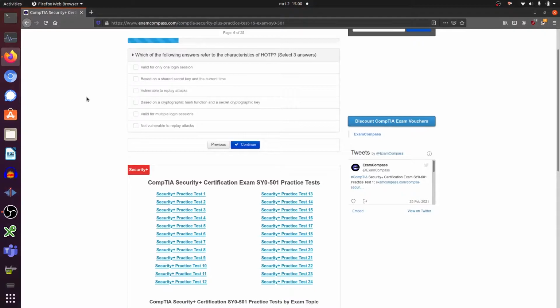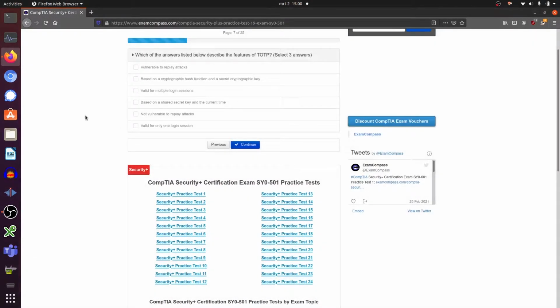Which of the following answers refers to the characteristics of HOTP? That it's valid for only one login session. It's based on a cryptographic hash function and secret cryptographic key, and it's not vulnerable to replay attacks.